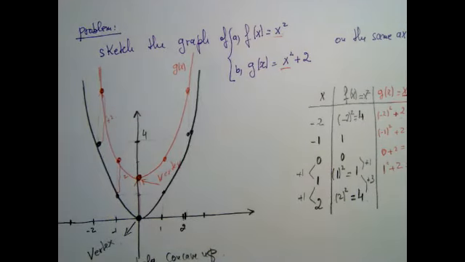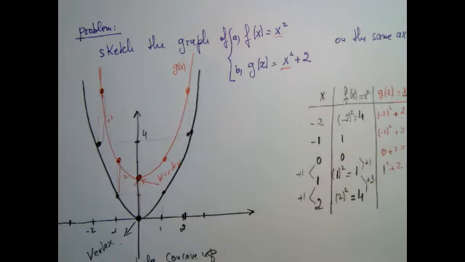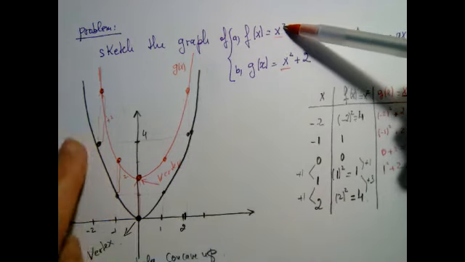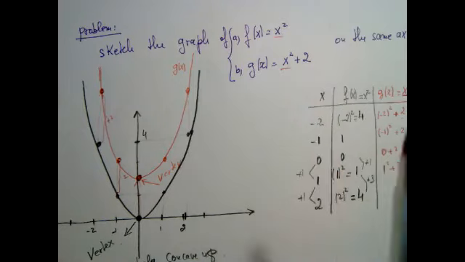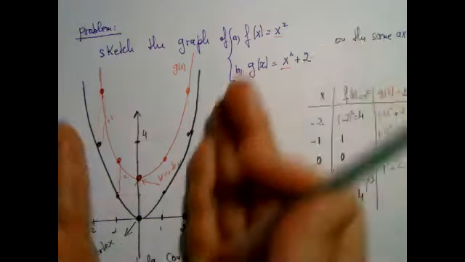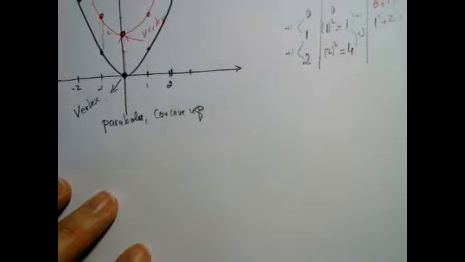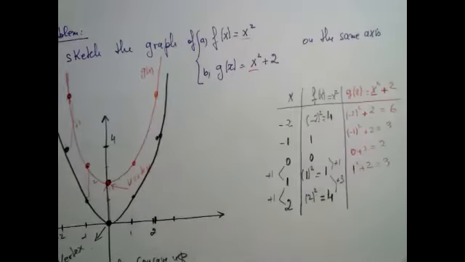Okay? So those are the two basic functions. There are a lot, but those are some of the ones I definitely want you to know. So x squared, that's the basic parabola. If you take x squared and add 2 to it, you basically take x squared and shift it up by 2 units.